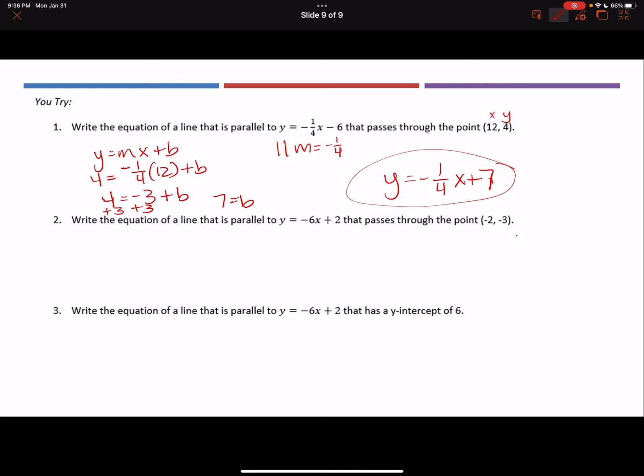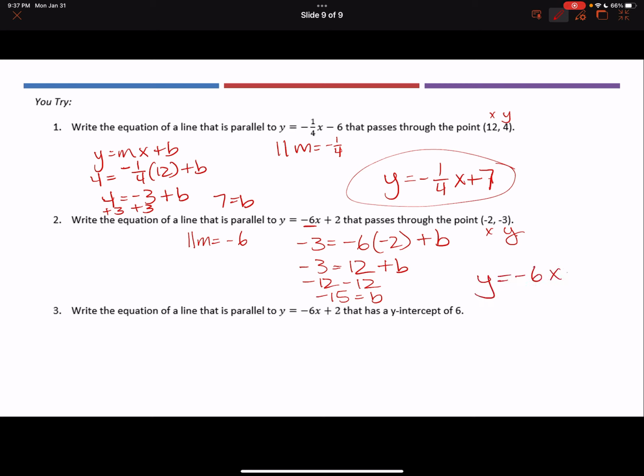Number 2, again, same thing. We want the slope, so the parallel slope is -6. Here's my point, x comma y. So we're going to plug in: negative 3 is equal to negative 6 times negative 2 plus b. y equals mx plus b, right? Negative 3 equals 12 plus b. And then solve for b. So putting it all together, y is equal to negative 6x minus 15.